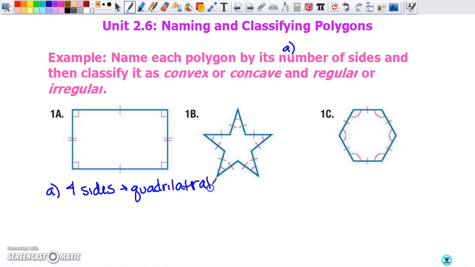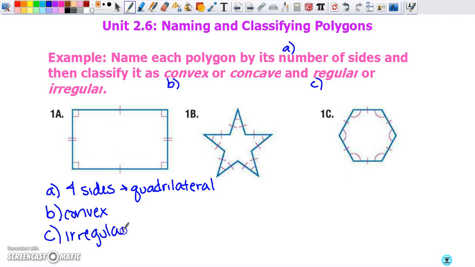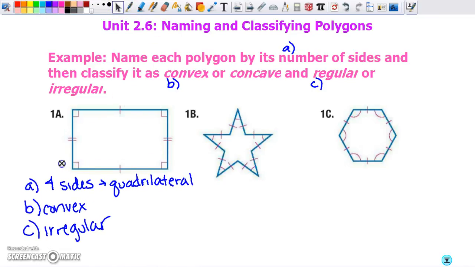Okay, so there's that one. Alright, so 4 sides makes that one a quadrilateral. Convex or concave? If you look at the sides, we can extend them and none of them cave in, so this would be a convex shape. That's B. And then for C, regular or irregular, we only have 2 sets of congruent sides, so this would be irregular. Okay, so there's the classification for number 1.